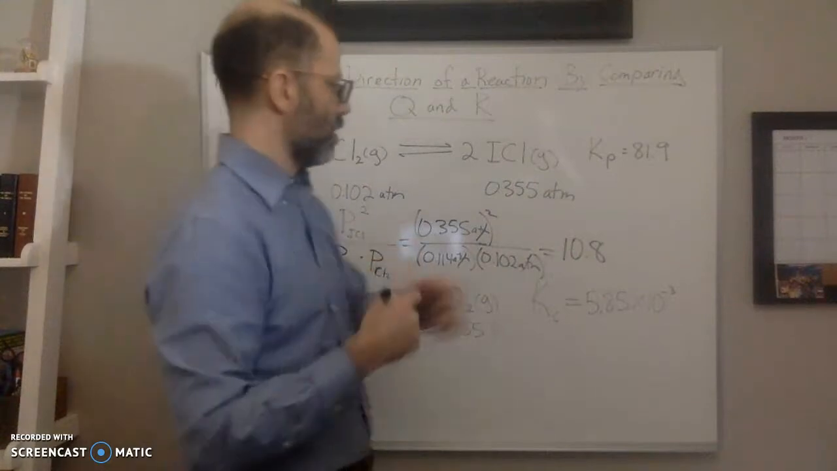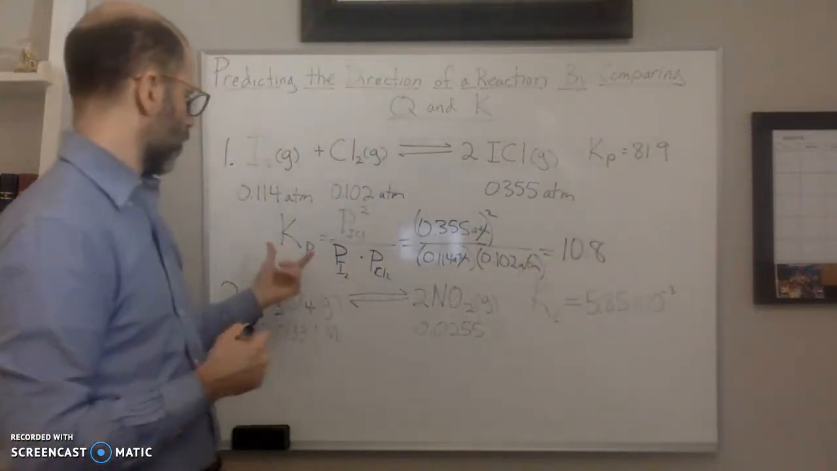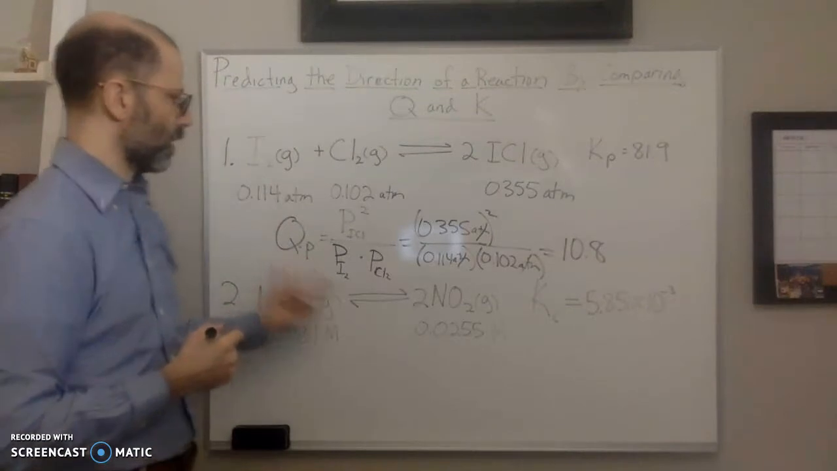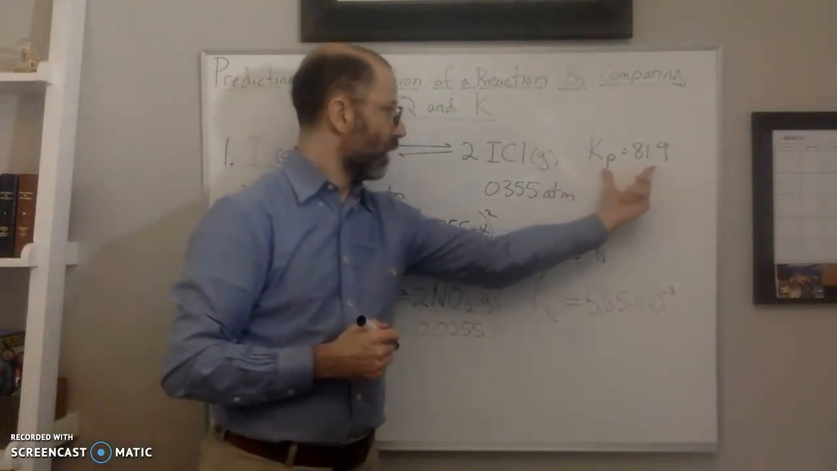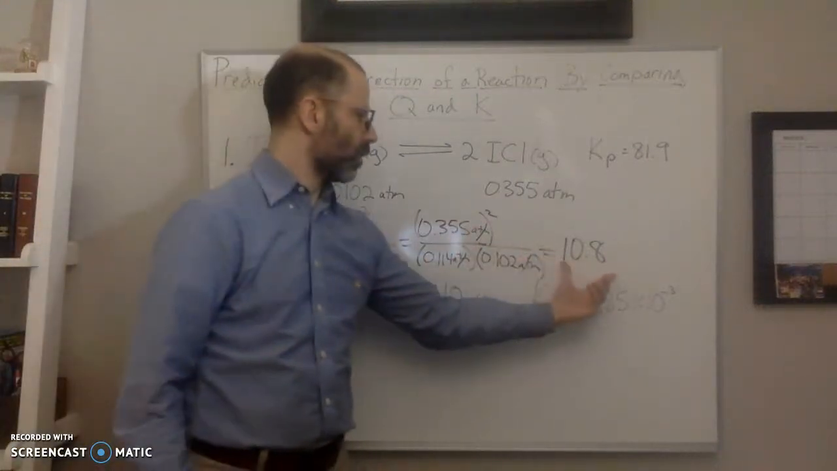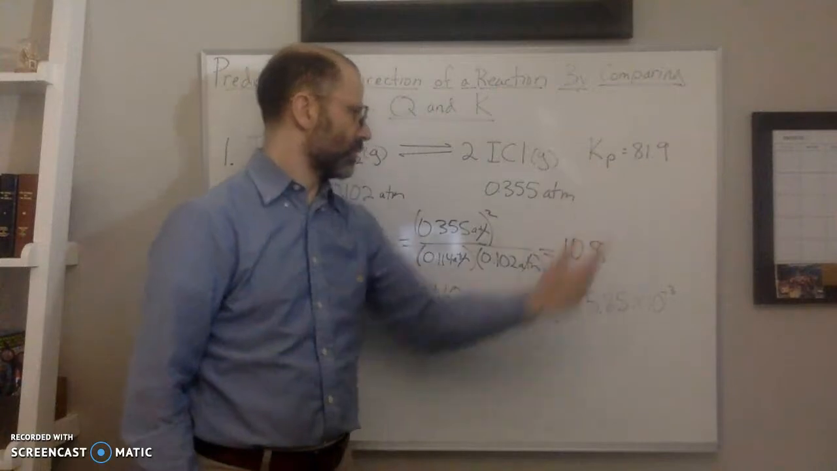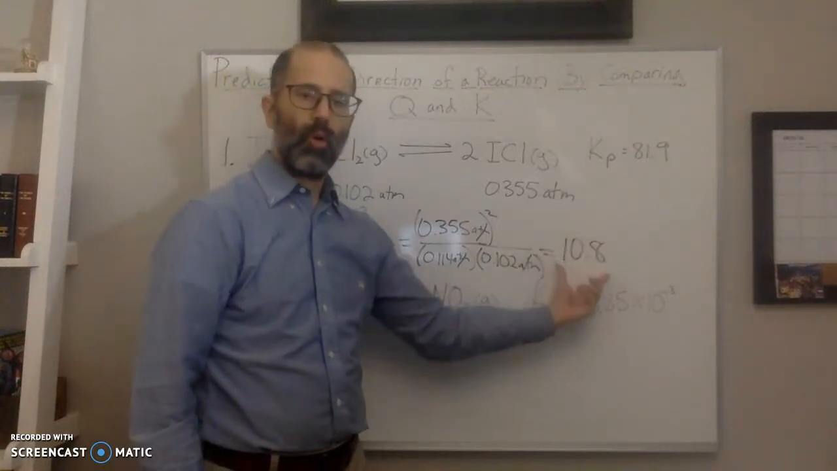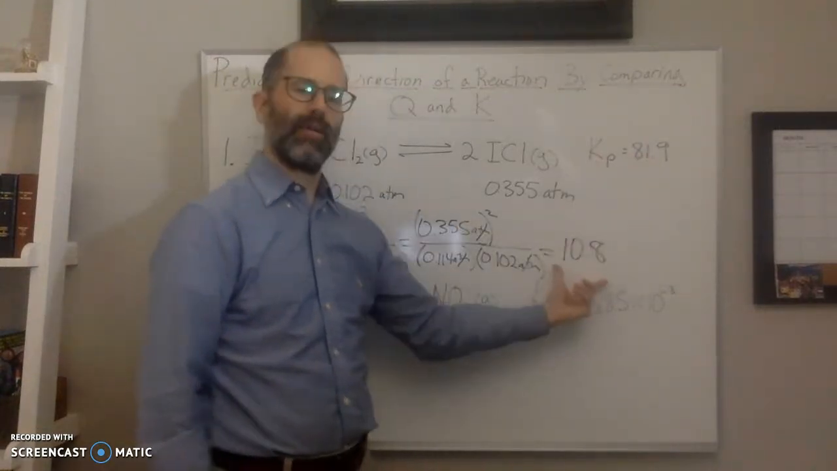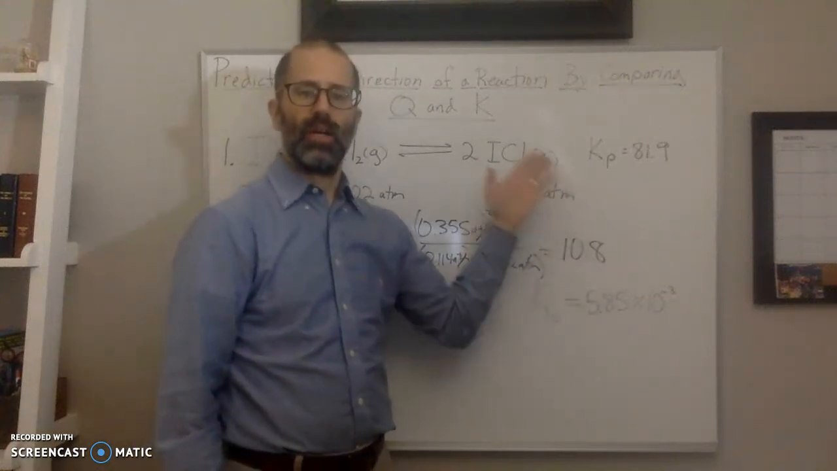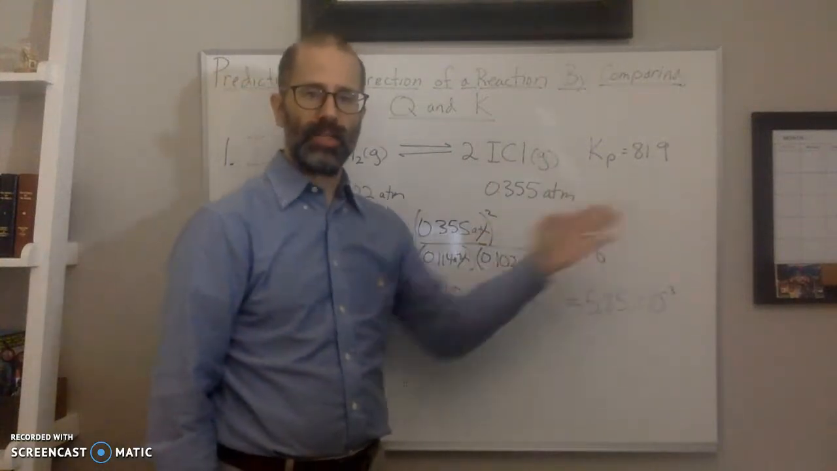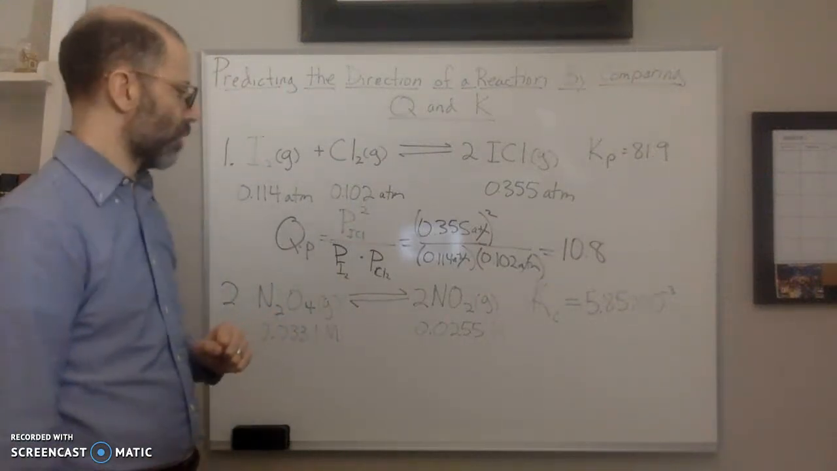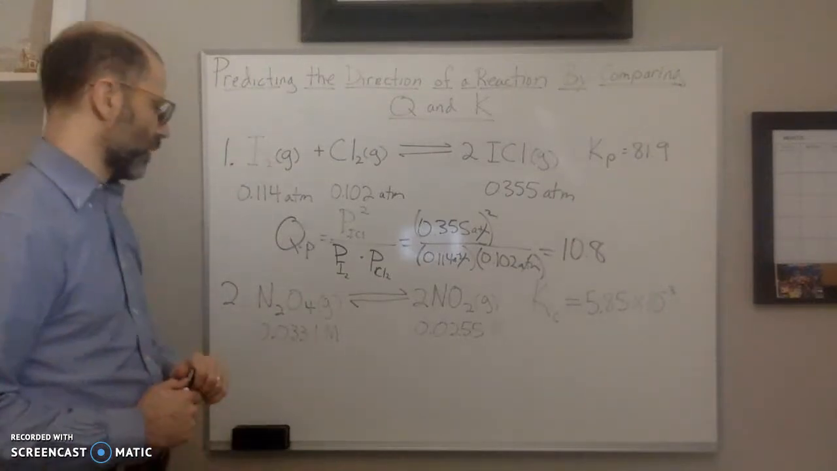And so now we're going to compare the quotient Q to the Kp value. This should be Q, since we're finding the reaction quotient. So Qp is 10.8 compared to the equilibrium constant. Our Q is smaller than our equilibrium constant. So that's telling us that we have more reactant than you would expect at equilibrium. So we've got to get rid of our reactant. That means it's going to go in the forward direction, towards the products, to get rid of reactant. So this tells us that our reaction is going to go forward towards product. Okay.